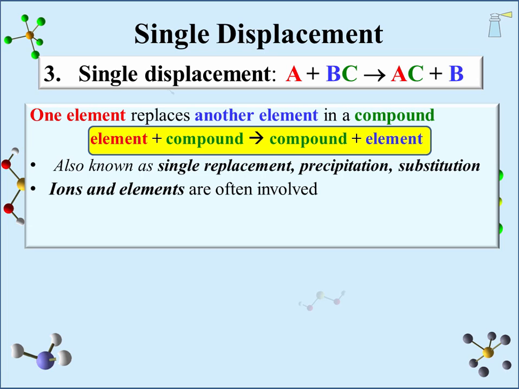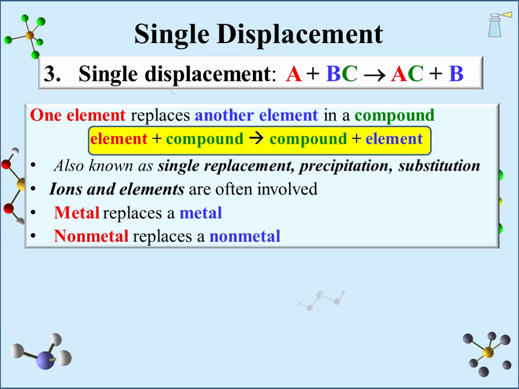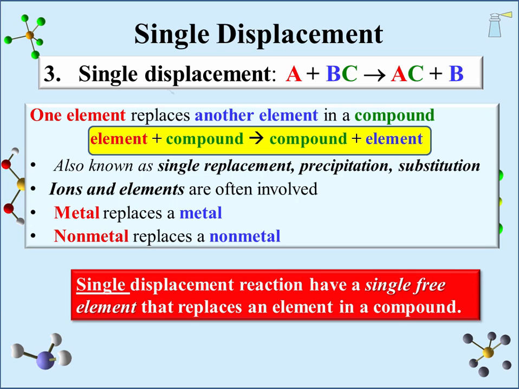Often ions and elements are involved. For the displacement, a metal usually replaces a metal, or a nonmetal replaces a nonmetal. That is, chemical A and chemical B are either both metals or both nonmetals. The key or tip to distinguishing a single displacement reaction is that on the reactant side, there is a single free element that replaces an element in a compound.